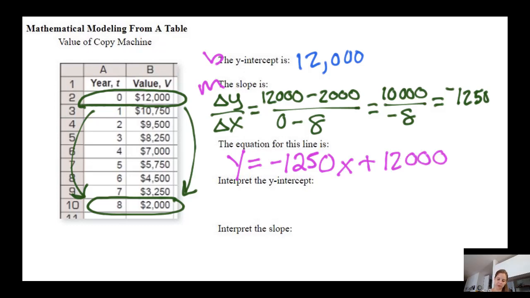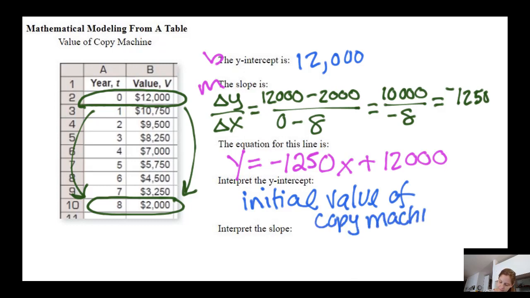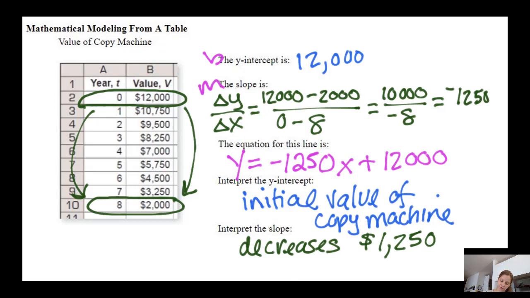And let's interpret things. So interpret the y-intercept. So the y-intercept, this 12,000, is the value of the copy machine initially after no years have passed. So I'm going to put initial value of copy machine. And the slope, this negative 1,250, is how much the value decreases each year. So the value of the copy machine decreases $1,250 each year.